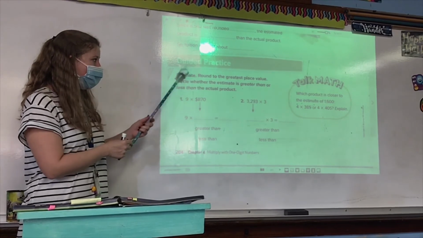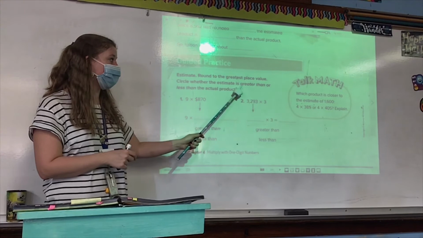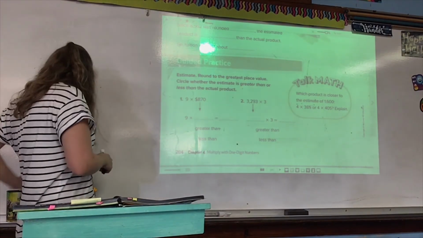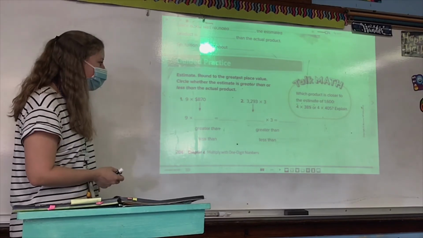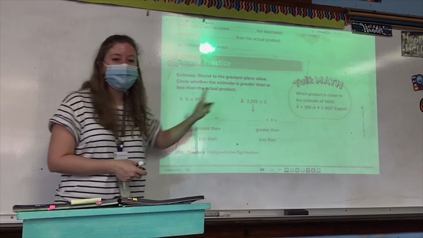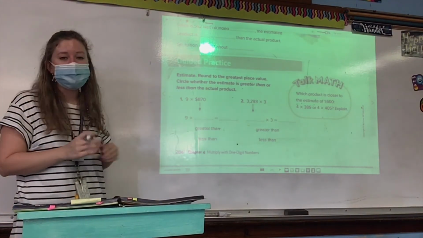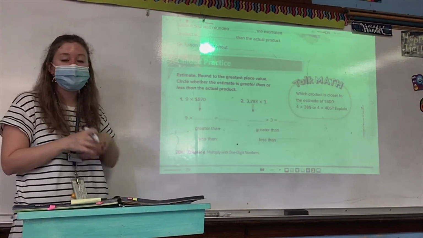Read the directions in your head while I read them out loud. Estimate. Round to the greatest place value. Circle whether the estimate is greater than or less than the actual product. So number 1, 9 times 870. Carla, we see our arrow shows which factor to round.